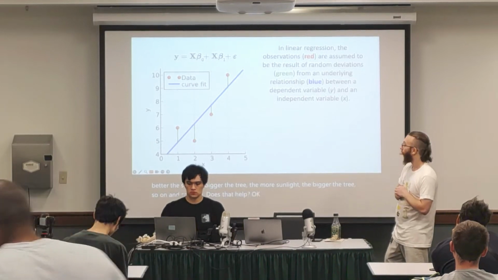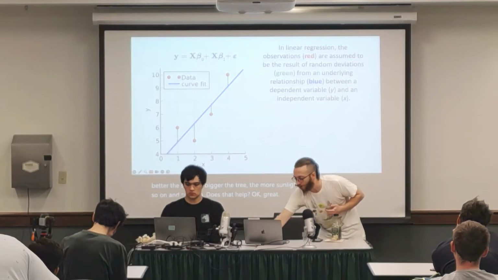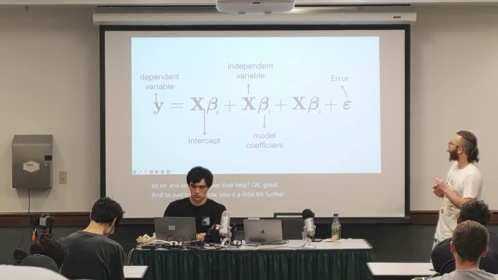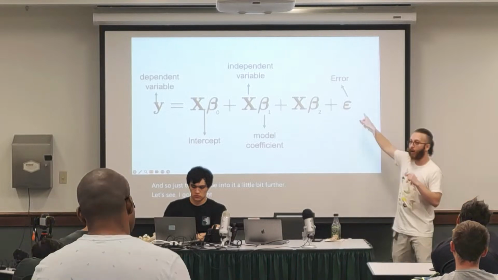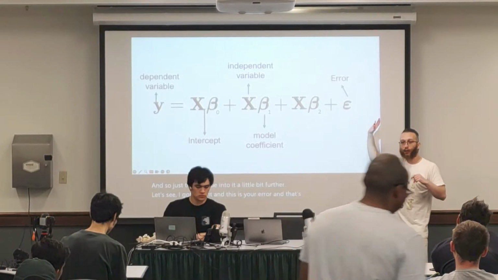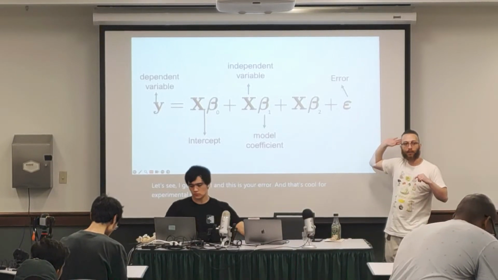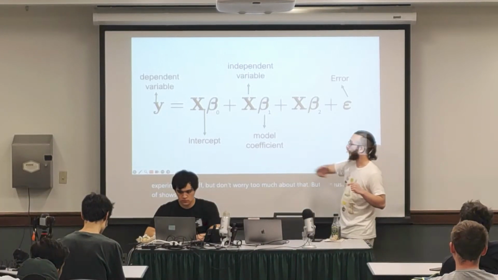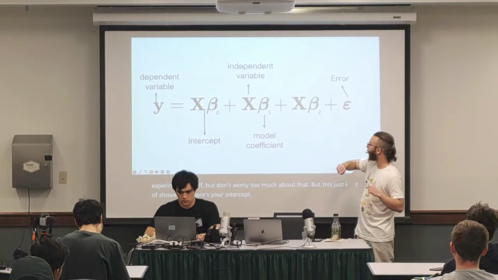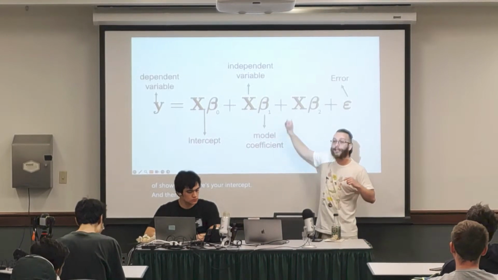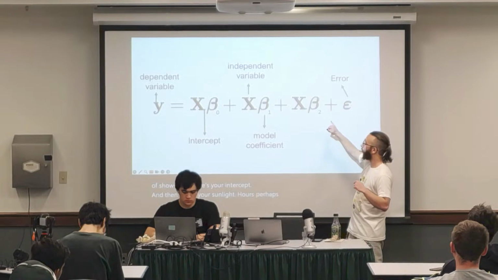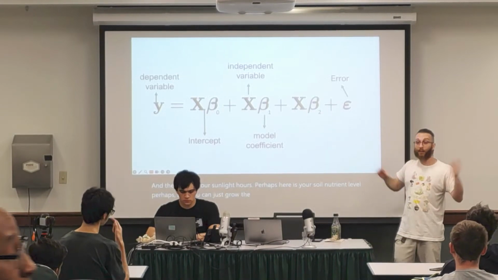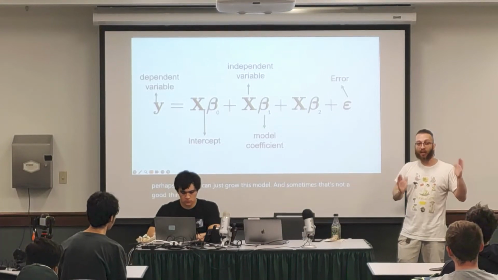Okay, great. And just to dip a toe into it a little bit further, let's see. Yeah, I got it right. And this is your error, which is cool for experimental stuff, but don't worry too much about that. This just shows you there's your intercept, and then here's your sunlight hours, perhaps. Here is your soil nutrient level, perhaps. And you can just grow this model. Sometimes that's not a good thing. Sometimes you don't want a big model.